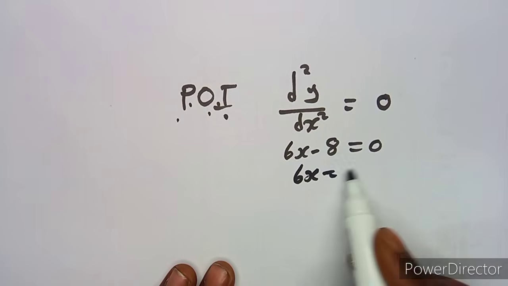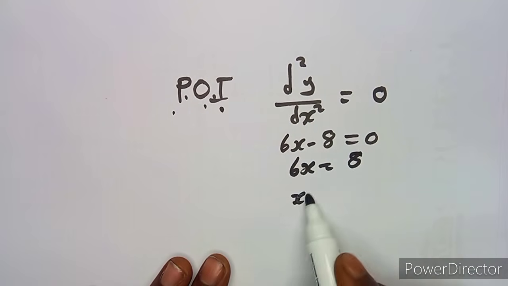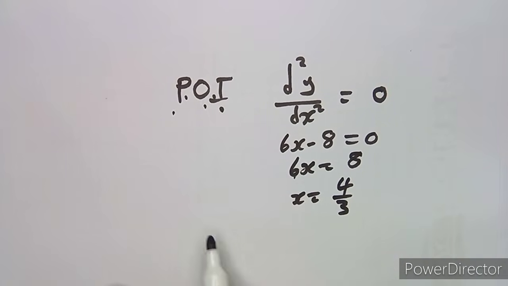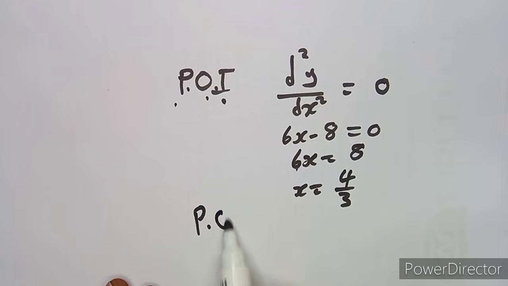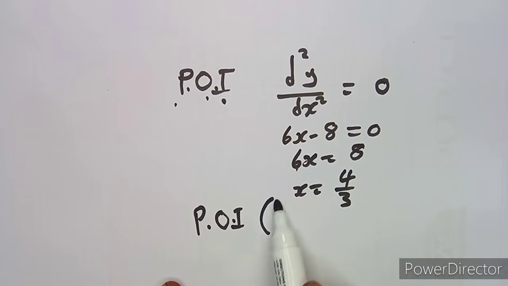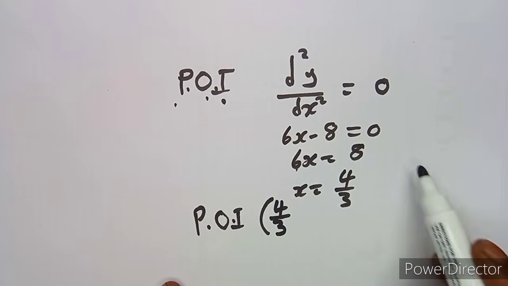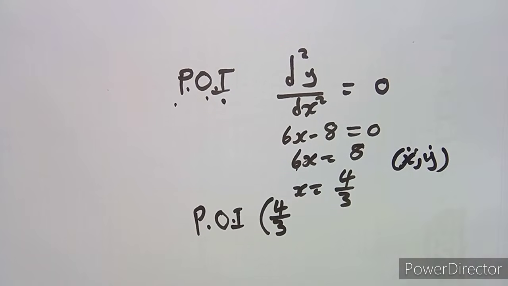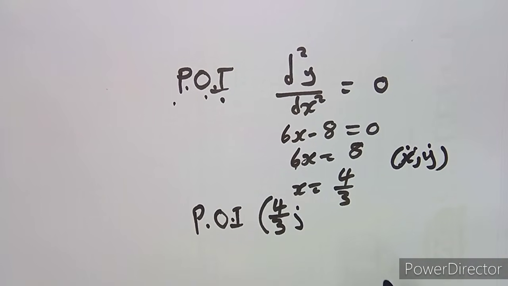So 6x is equivalent to positive 8. So divide by 6 by 6. So x is going to be 4 over 3. So just like the previous part, guys, our points of inflection, you take the value of x, which is 4 over 3. Remember, everything that is referred to as a point has to be x and y. So where are we going to find the value of y?